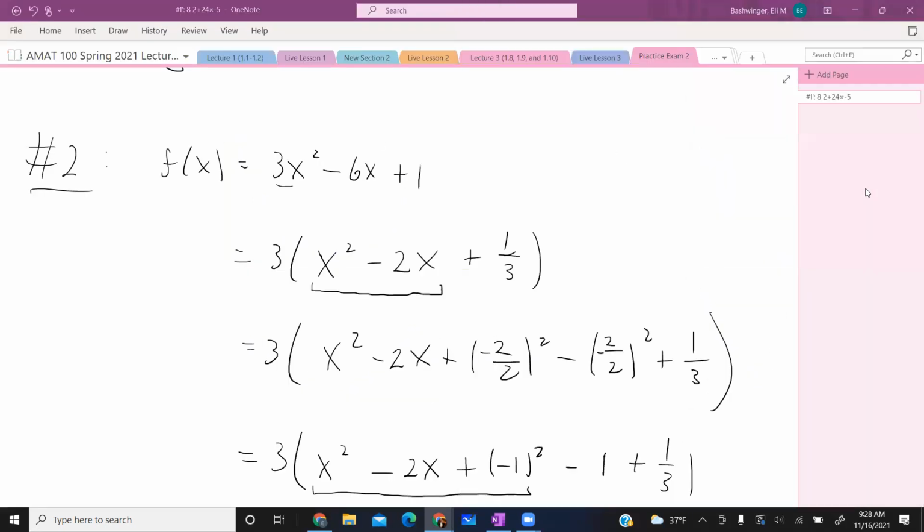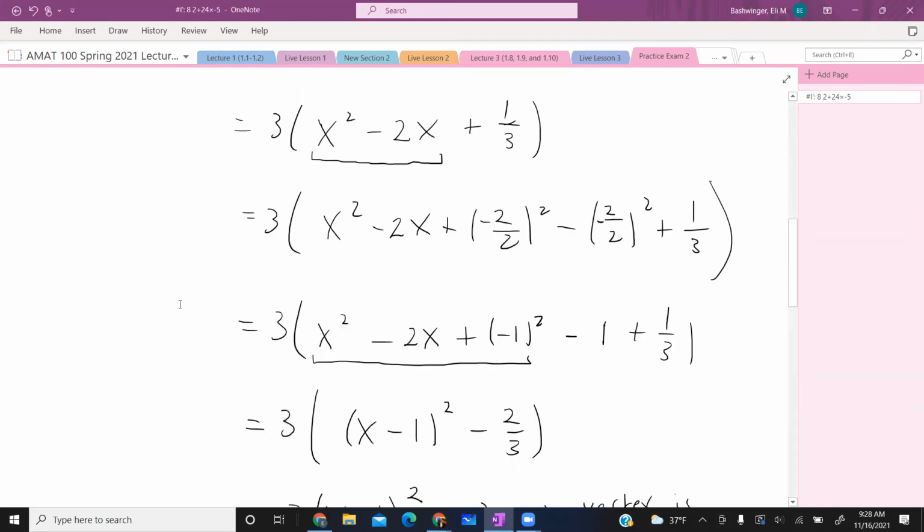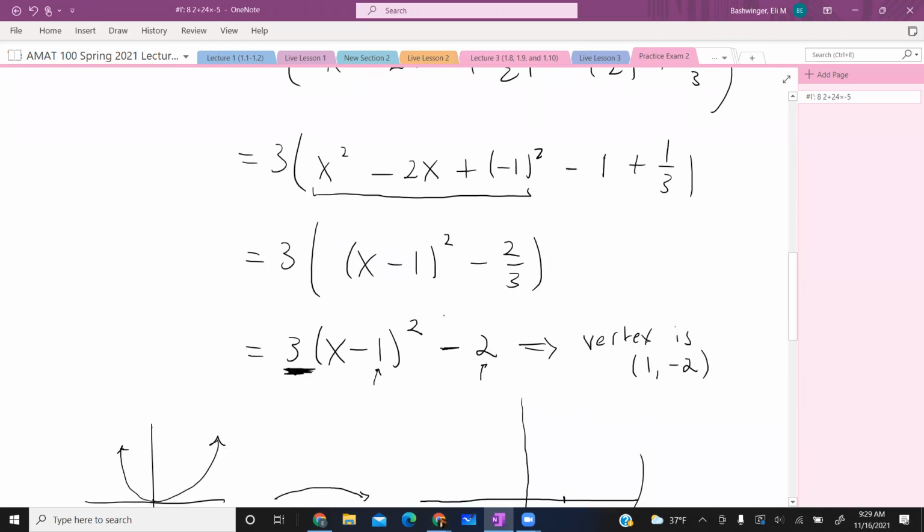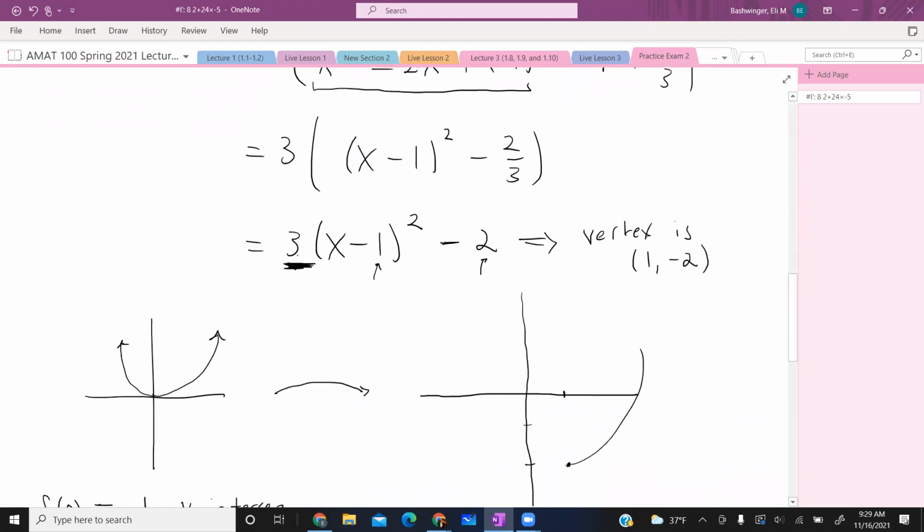Okay, so let's just review this again. So the problem is to put the function in standard form. So we do that by completing the square. And then once you are in standard form, right here, you can immediately identify the vertex. Oh, I didn't mention whether it has a minimum or maximum. So you can identify the vertex, and then you can also identify whether it has a minimum or maximum.